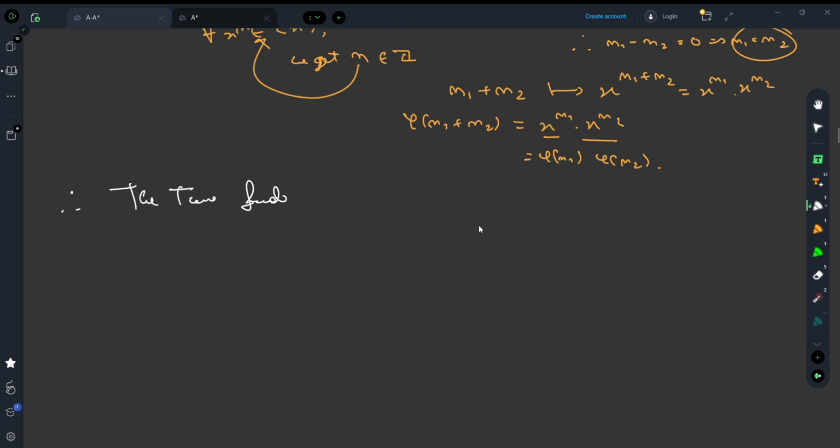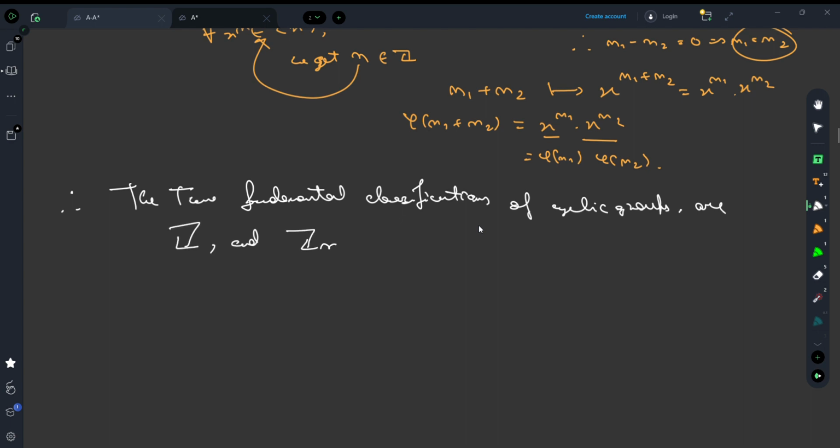So thus, just choosing a positive integer n, Zn gives all possible cyclic groups of order n. Therefore, the two fundamental classifications of cyclic groups are Z and Zn, right? Because every cyclic group of order n is isomorphic to Zn, and a cyclic group of infinite order is isomorphic to Z.